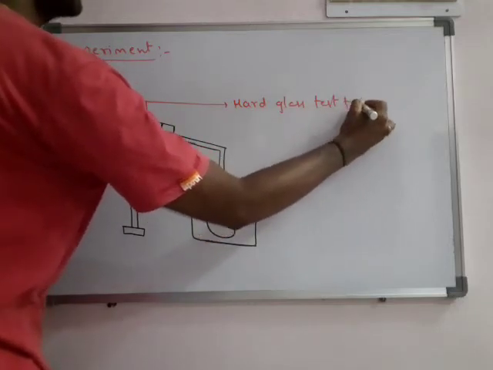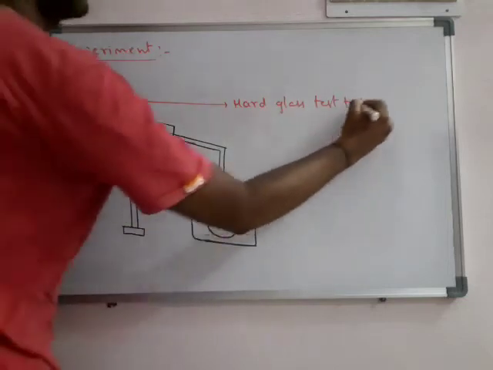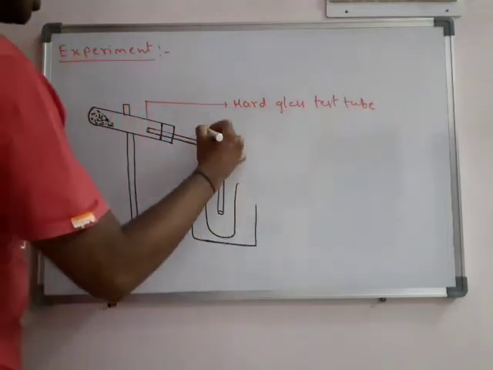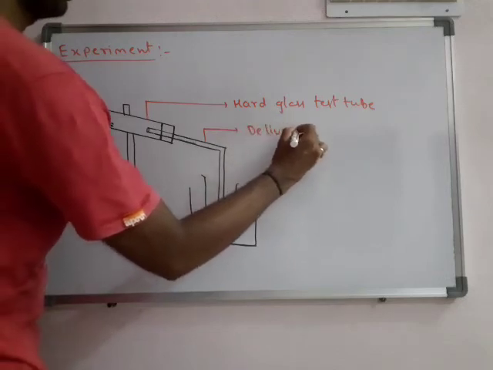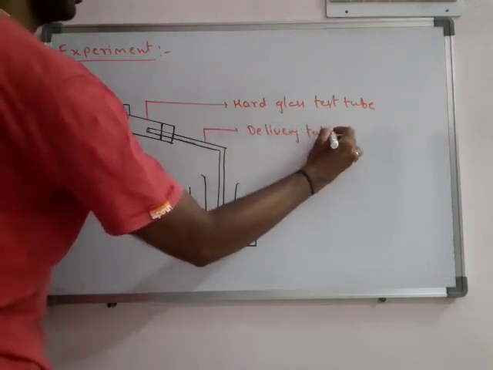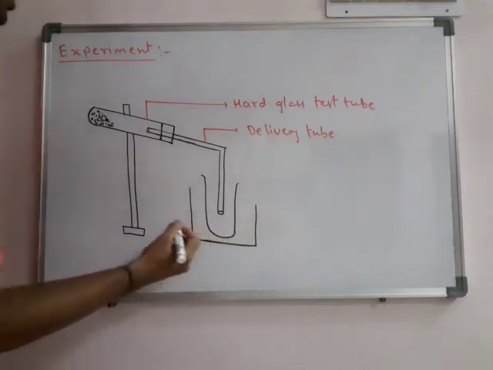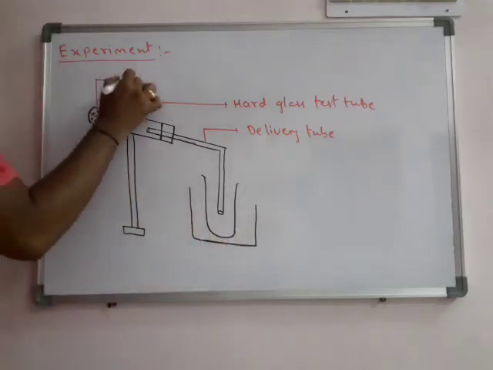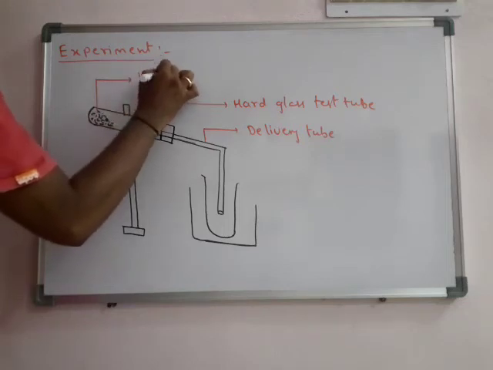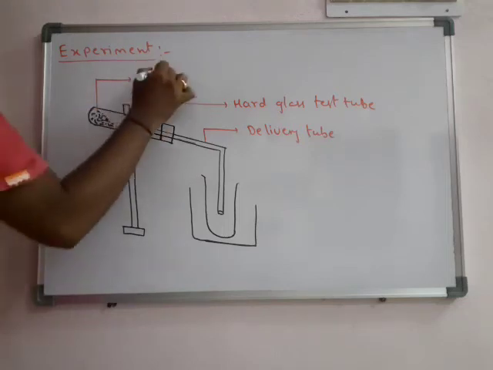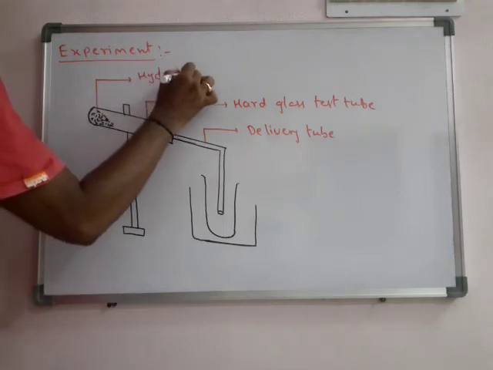This is a hot glass test tube. Next, this is the delivery tube. This is hydrated copper sulfate, and at the starting position we are taking hydrated copper sulfate.